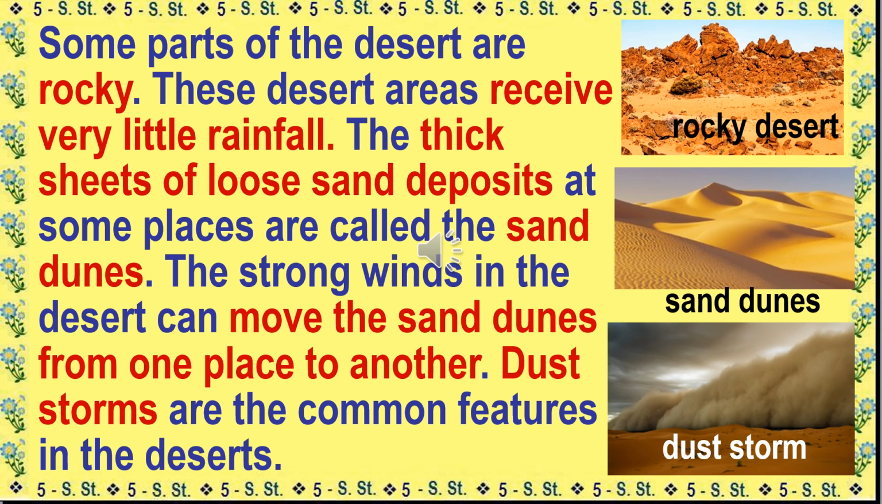Some parts of the desert are rocky. These desert areas receive very little rainfall. The thick sheets of loose sand deposits at some places are called sand dunes. The strong winds in the desert can move the sand dunes from one place to another. Dust storms are common features in the deserts.